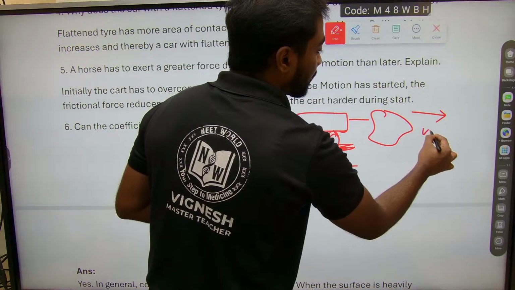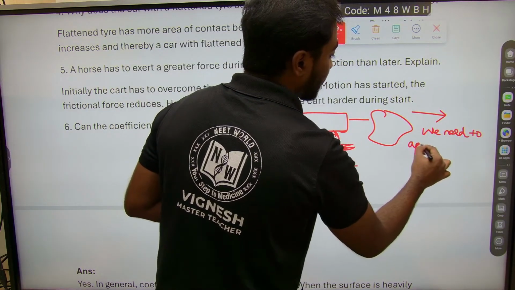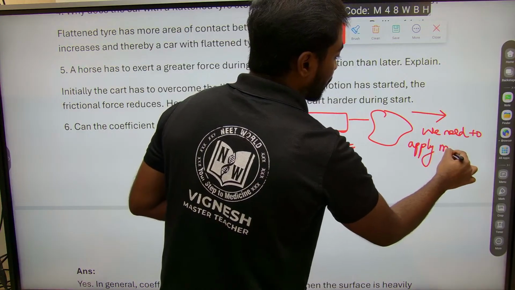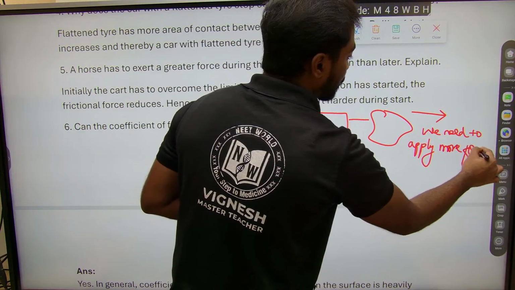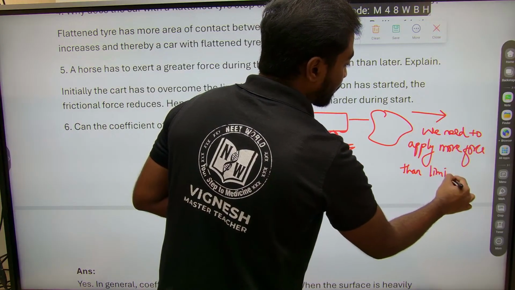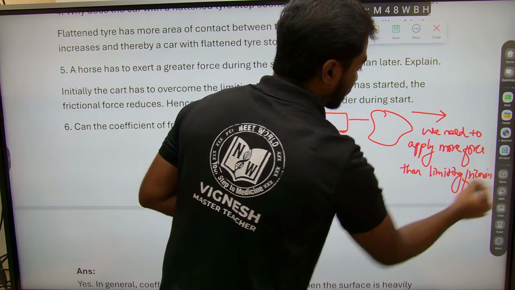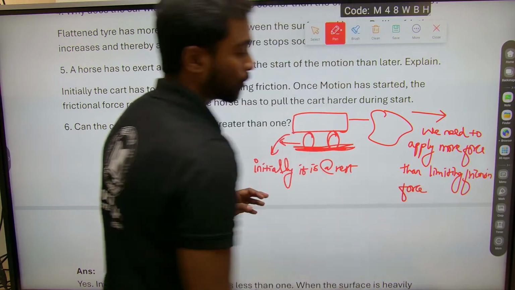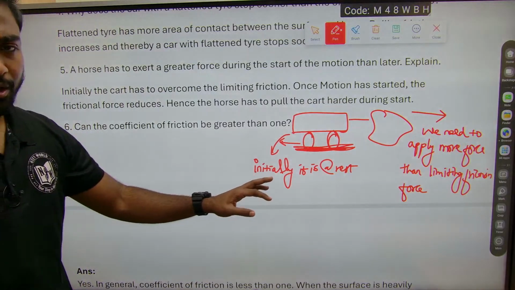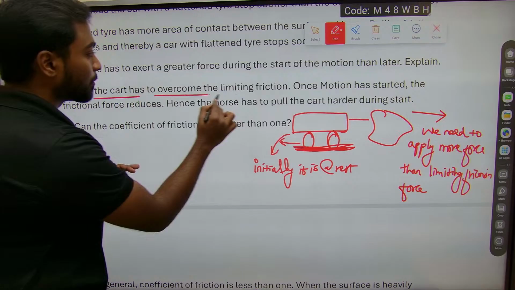So we need to apply more force than the limiting friction force. Right, limiting friction force, that's the thing we need to overcome over here. That's why initially the cart has to overcome the limiting friction.